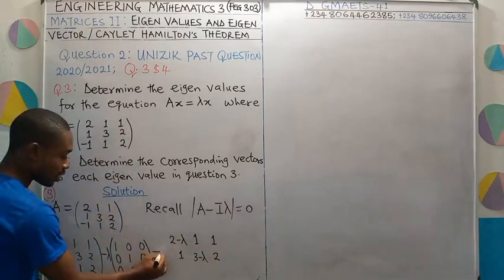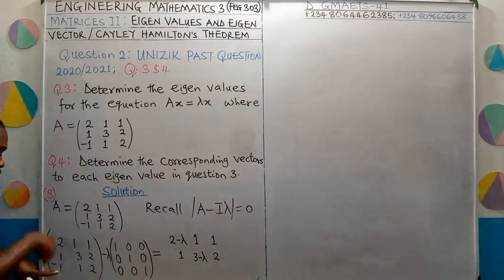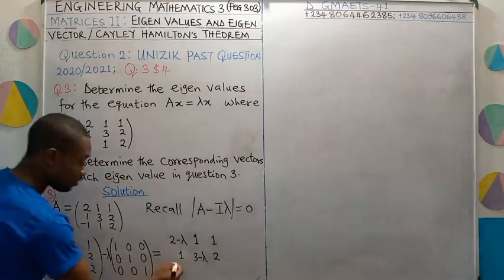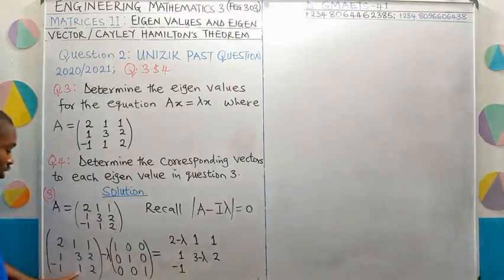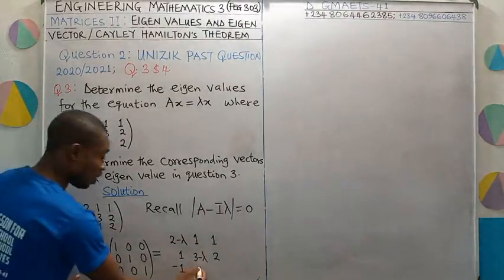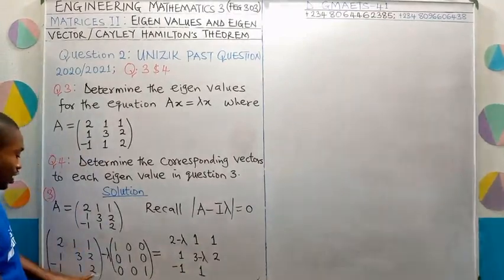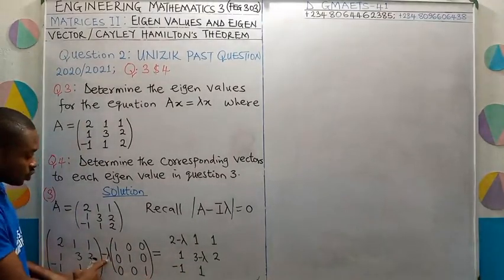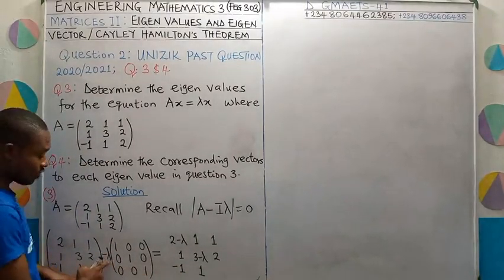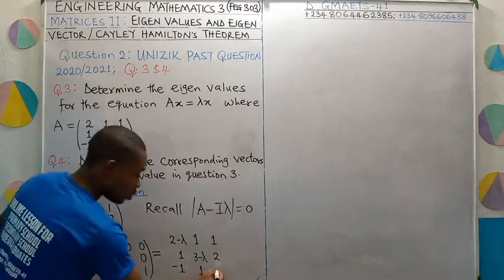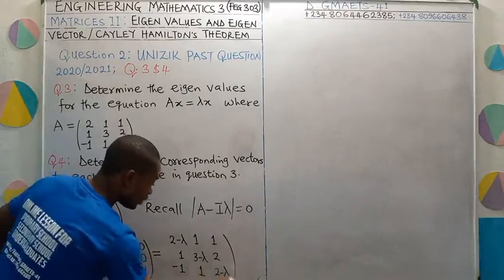Move on to row 3. In row 3, we have minus 1. Minus lambda times 0 here is 0 already. So minus 1 minus 0 will give us minus 1. And then 1 minus 0 here will give us 1. Finally, 2 minus lambda, because lambda times 1 will give us lambda. Then 2 minus lambda, we have our 2 minus lambda there.